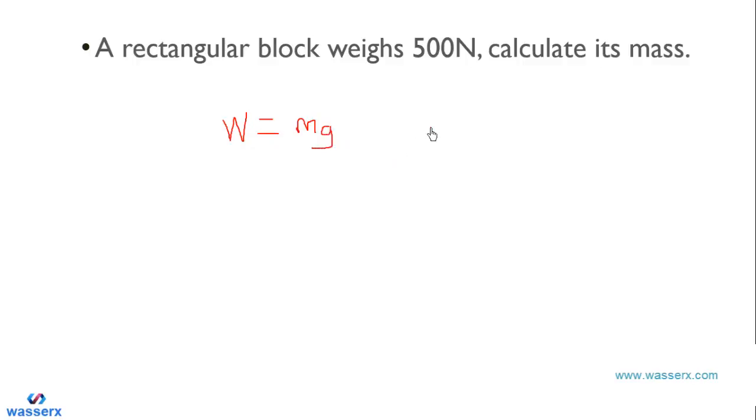So let's assume that the gravity due to acceleration is approximately 10 meters per second squared. So this is the gravity due to acceleration. Now we're given the weight of the block to be equal to 500 newtons.